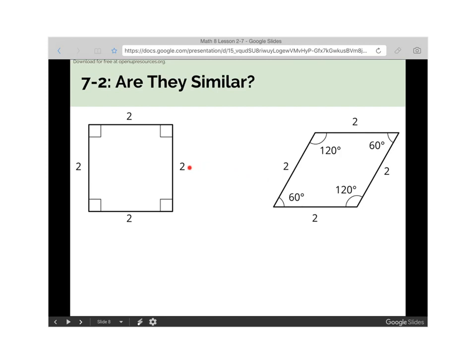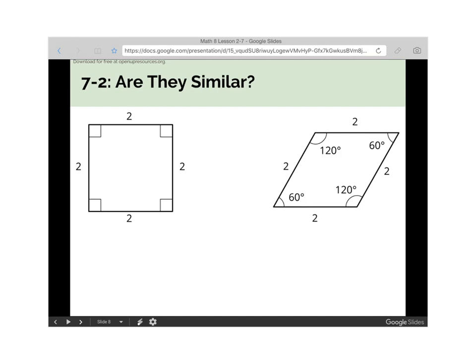Priya says these polygons are similar because their side lengths are all the same. Claire says these polygons are not similar because the angles are different. Do you agree with either Priya or Claire? Explain your reasoning. Go ahead and take a second to think about it and write your answer now.